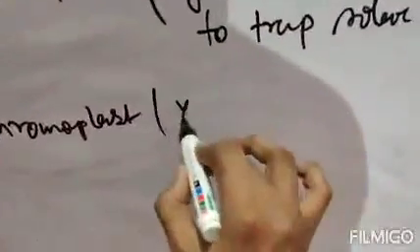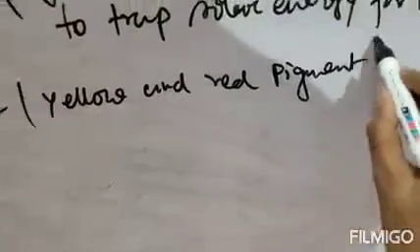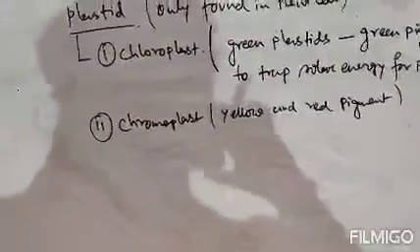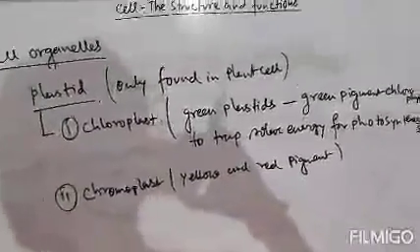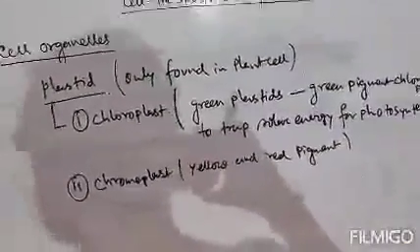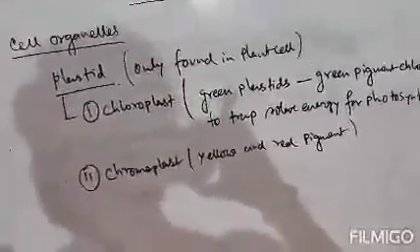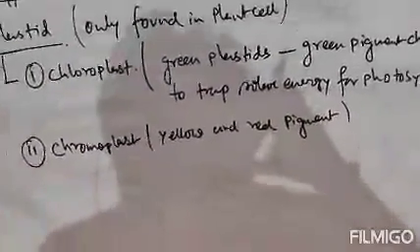So it contains yellow and red pigment. Clear? And its function is to impart colors. That means the colorful flowers or colorful fruits we have seen in many trees or plants is due to the presence of chromoplast, because its main function is to impart colors to fruits and as well as to flowers.